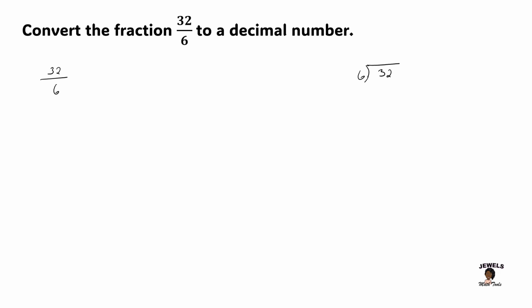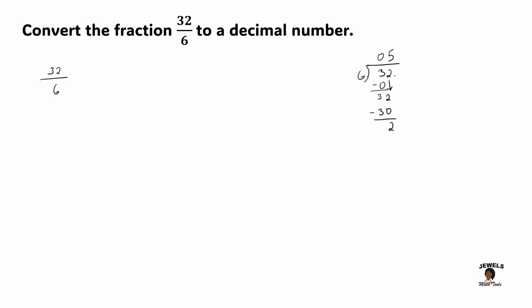So 6 will go into 3 0 times. And remember that if you are past this phase, you do not have to go through this step, but I go through the step in case we have anybody watching who is not too strong in division. And we're going to bring down our 2. So now we're going to divide 6 into 32, and 6 goes into 32 5 times. 5 times 6 will give us 30. 32 minus 30 will give us a remainder of 2.